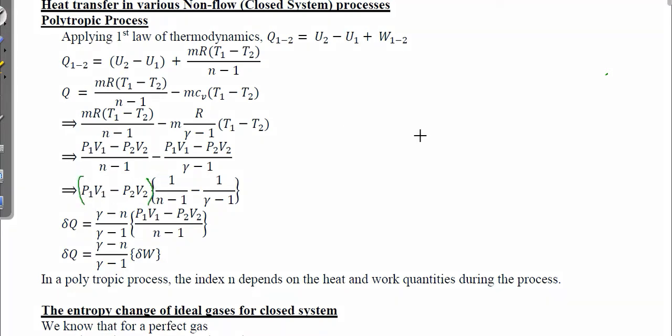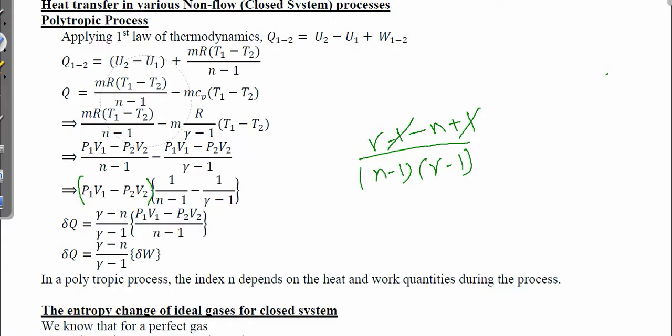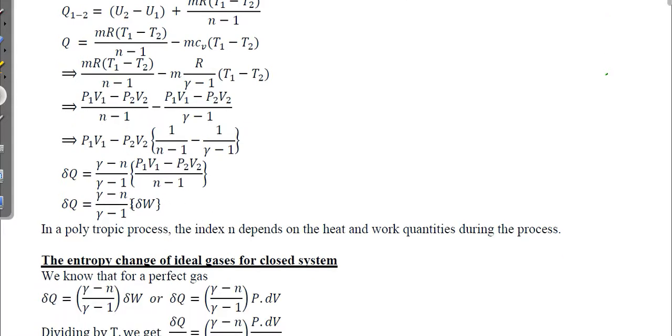So now we get 1 upon n minus 1 minus 1 upon gamma minus 1. We will take the LCM, n minus 1 times gamma minus 1. So this will become gamma minus 1 minus n plus 1. So this term will cancel out and we will get gamma minus n upon gamma minus 1, and in the bracket the term P1 V1 minus P2 V2 upon n minus 1. This P1 V1 minus P2 V2 upon n minus 1 is polytropic work. So the polytropic heat will be gamma minus n upon gamma minus 1 times the polytropic work.